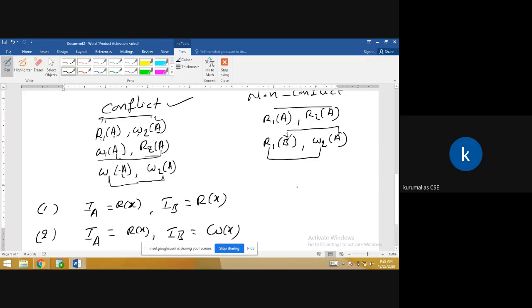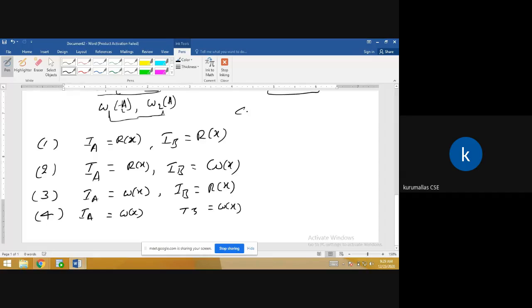Case one. What is case one? If you consider both IA and IB, these two are read instructions. We know that in this case, the execution order of the instructions is not considered. This is also read, this is also read. If you start A and after that start B, or if you start B and after that start A, both are the same. In this case, the execution order of the instructions is not considered because these two are the same.